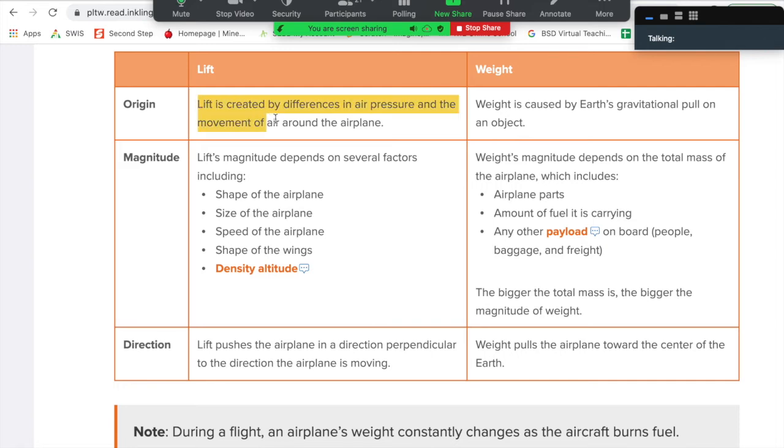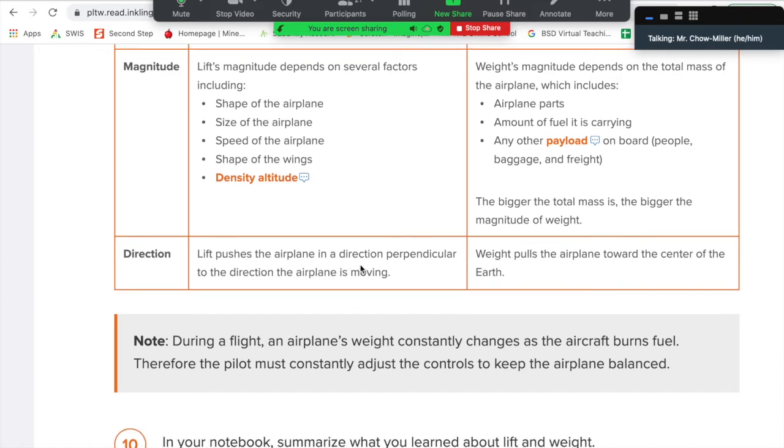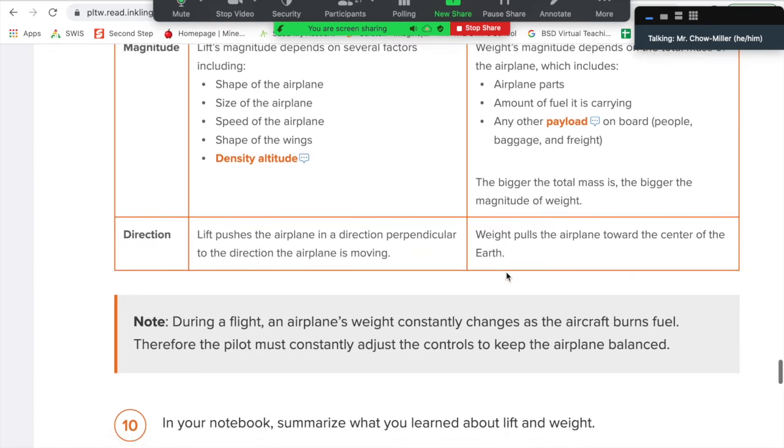But for now, just understanding this much: lift is created by the difference in air pressure and the movement of air around the plane. The way the plane is shaped, the way the wings are shaped, causes the air to push the plane up. Weight is caused by the Earth's gravitational pull on an object. Lift magnitude depends on several factors, and I just mentioned some of those. Weight depends on several factors. The bigger the total mass is, the bigger the magnitude of the weight. Lift pushes the plane in a direction perpendicular to the direction the airplane is flying. Weight pulls the airplane towards the center of the Earth.